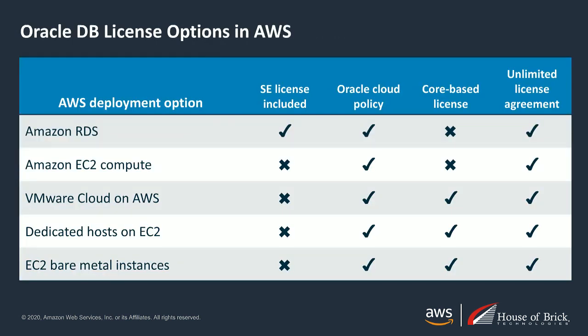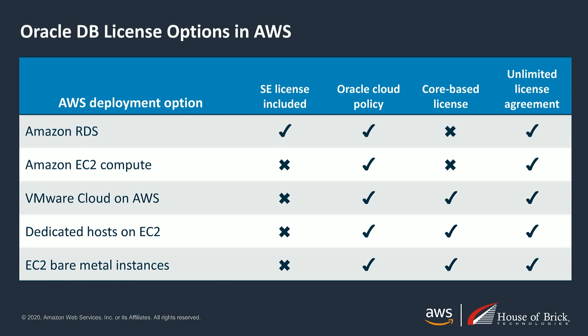When you come to the cloud, if you have just traditional processor licenses, it's pretty straightforward. But there are a lot of options. You might have an unlimited license agreement. You might be looking at RDS or EC2, maybe VMware Cloud on AWS. Maybe you're looking at dedicated hosts or bare metal instances.